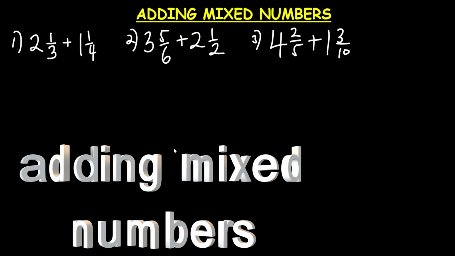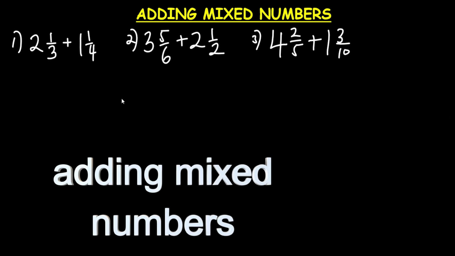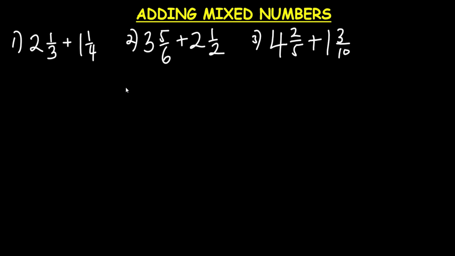Now let's consider how to add the following mixed numbers. A mixed number is a number that contains a whole number and a fraction. So the first one is 2 whole number 1 over 3. The 2 is the whole number and the 1 over 3 is the fraction. As you can see over here, we are adding two mixed numbers.